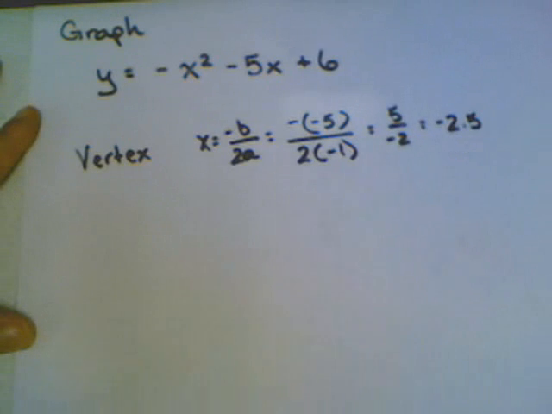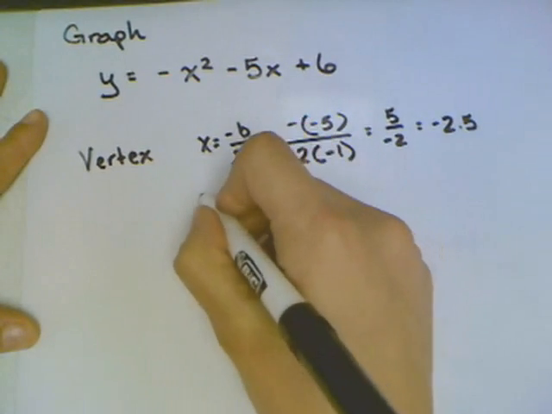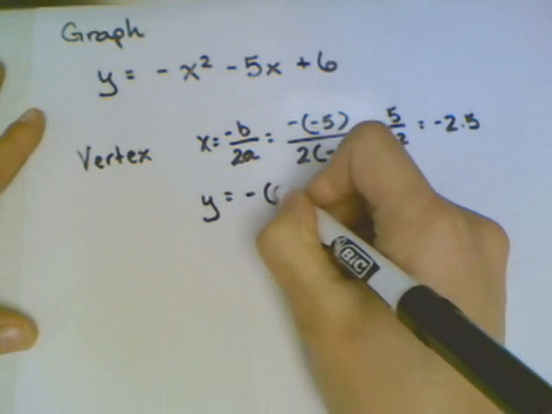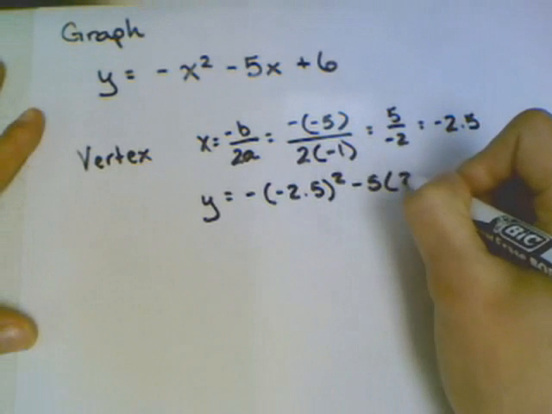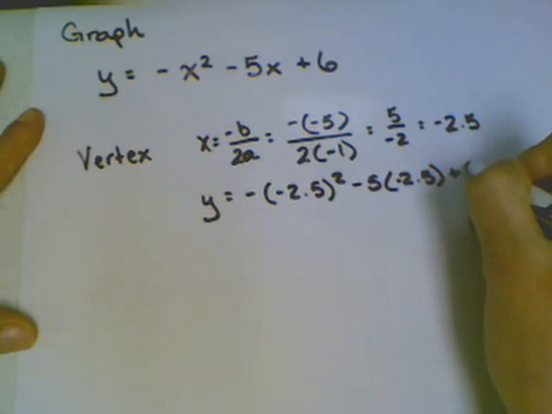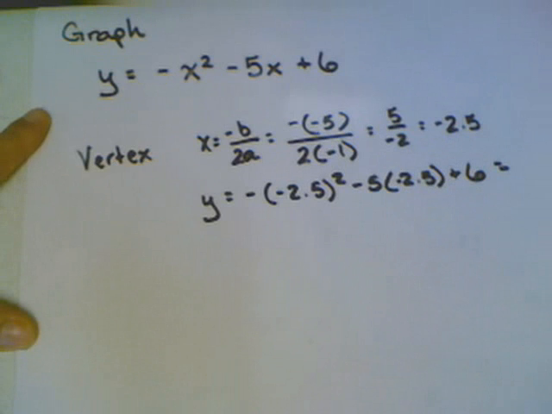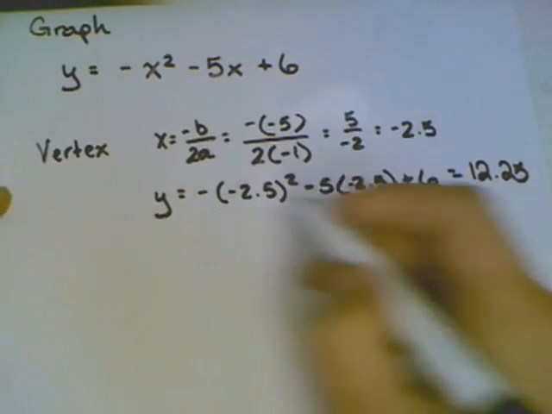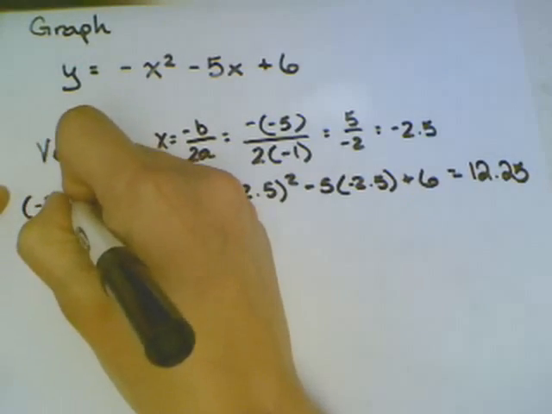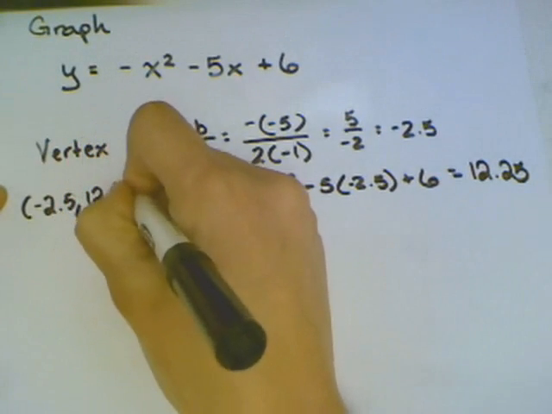To figure out the y-coordinate of my vertex, I'm going to plug negative 2.5 into the equation. So y equals negative 2.5 squared minus 5 times negative 2.5 plus 6. When I work out all that math, I'm going to get 12 and a quarter, or 12.25, to be the y-coordinate. That means my vertex is at the point negative 2.5, comma, 12.25.